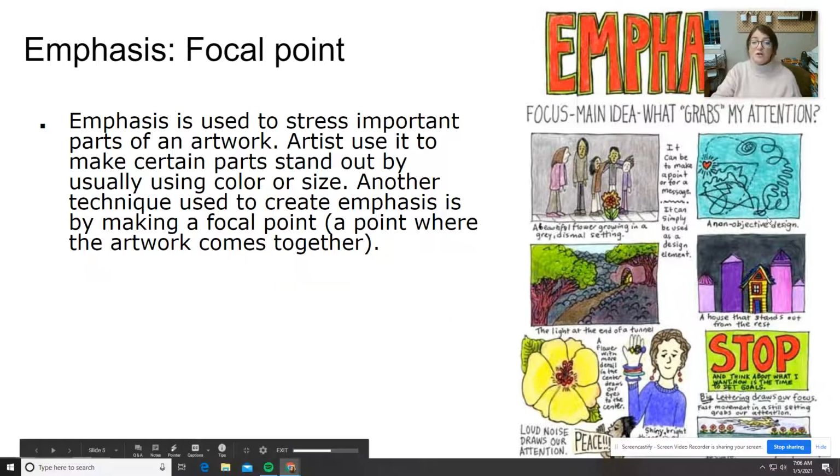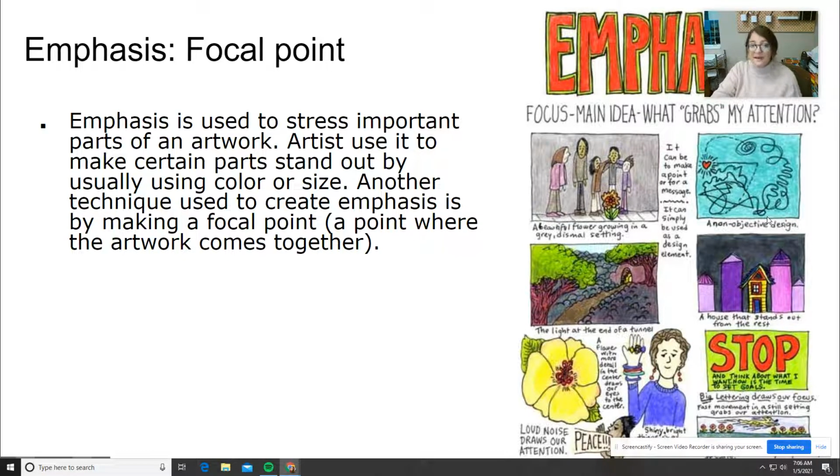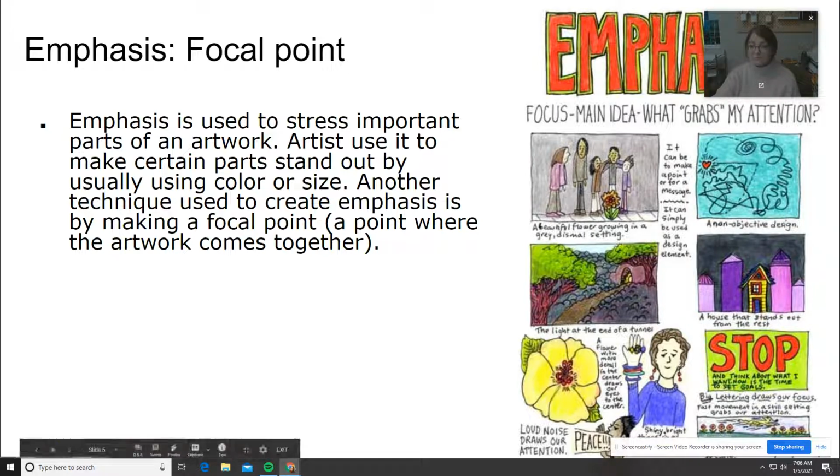Okay, emphasis. Emphasis has a really strong focal point, okay? What main idea, what really grabs your attention? So it stresses the important part of the artwork. You can do this by doing size or color, or really just having a point where all the artwork comes together. So focal point is the emphasis. What are you trying to have your main idea to grab your viewer's attention?